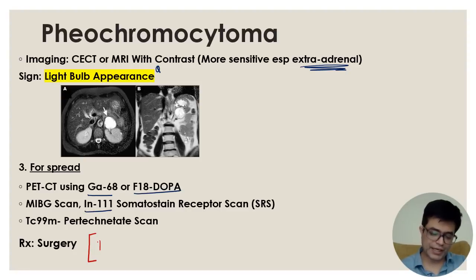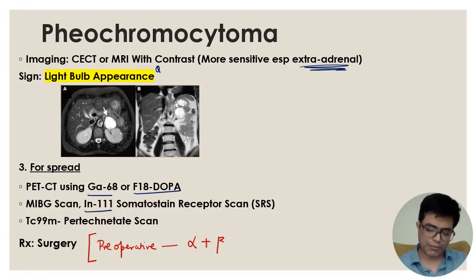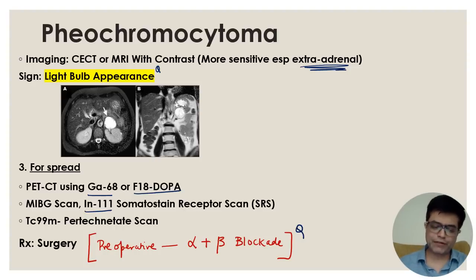So what is mandatory in surgery? Pre-operatively, before you start surgery in the patient, because when you handle these tumors, there will be sudden release of epinephrine, norepinephrine, and that can cause fatal arrhythmias on the operation table. So pre-operatively, alpha plus beta blockade is mandatory. And if you look at past papers, you will come across this as a one-liner question. You will not come across this in medicine. You will find it either in surgery or in anesthesia. So preoperative alpha plus beta blockade is mandatory.